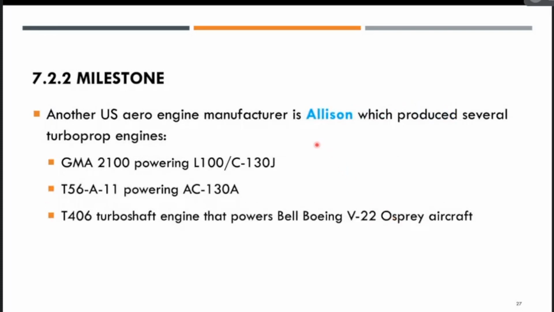Another US aero engine manufacturer is Allison, which produces several turboprop engines. We have the GMA 2100, T56A11, and T406 turboshaft engine that powers the Bell Boeing V-22 Osprey aircraft. You have seen this type of aircraft just now, which has engines that can be tilted either forward or upward for short takeoff and landing and vertical takeoff and landing.